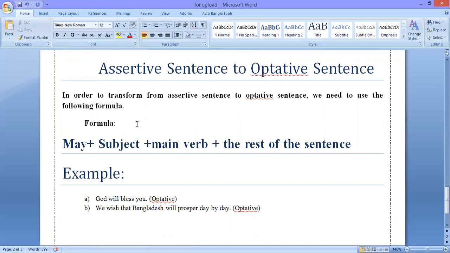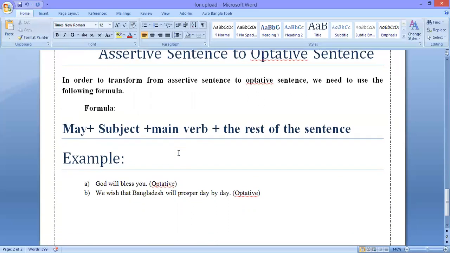After that, we shall have to use the subject. Then we shall have to bring the main verb. After that, we shall have to use the rest of the sentence to make this optative sentence. Actually, in most of the cases, an optative sentence starts with may. So if you want to make an assertive sentence into an optative sentence, we shall have to use may at the beginning of the sentence, then subject, then main verb, then the rest of the sentence.